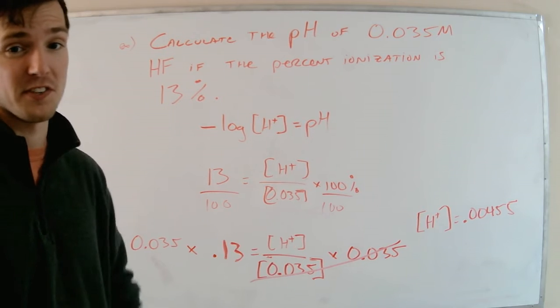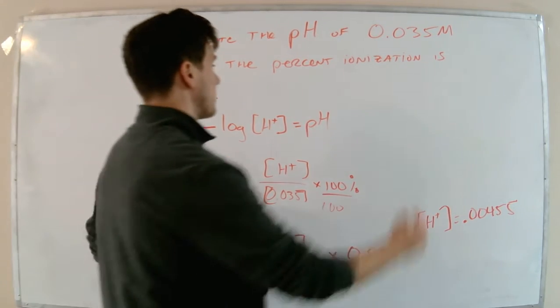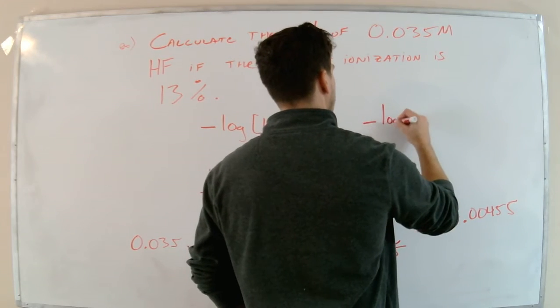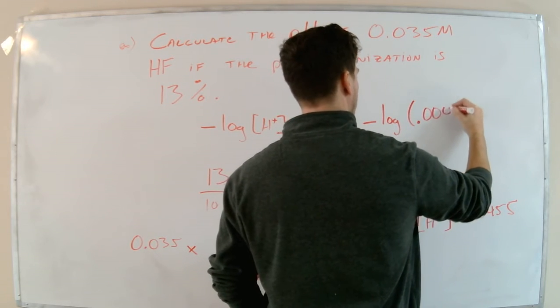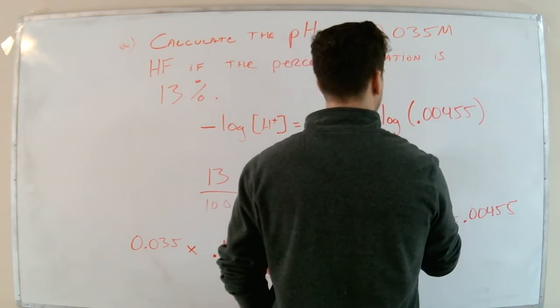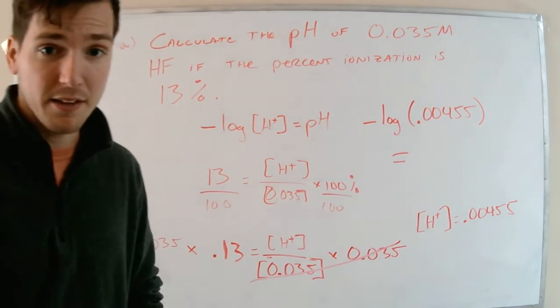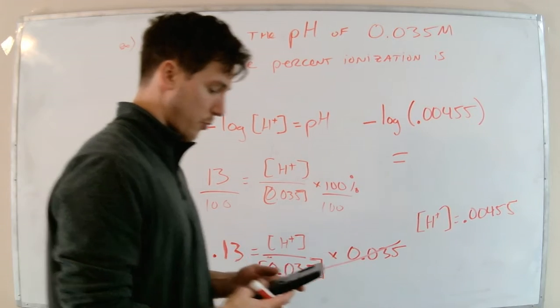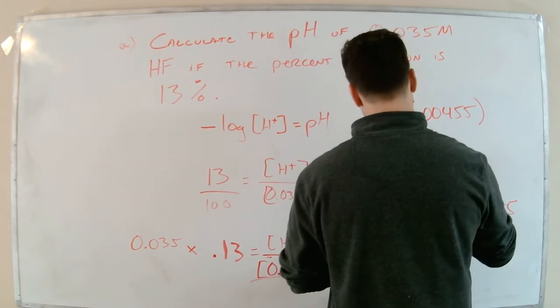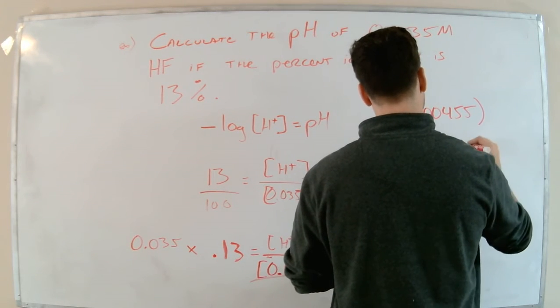Now it's pretty easy to figure out pH, right? I'm just going to take the negative log of 0.00455. And I can't do that in my head, so negative log 0.00455 because I'm not a robot. And you'll get a pH of 2.34.